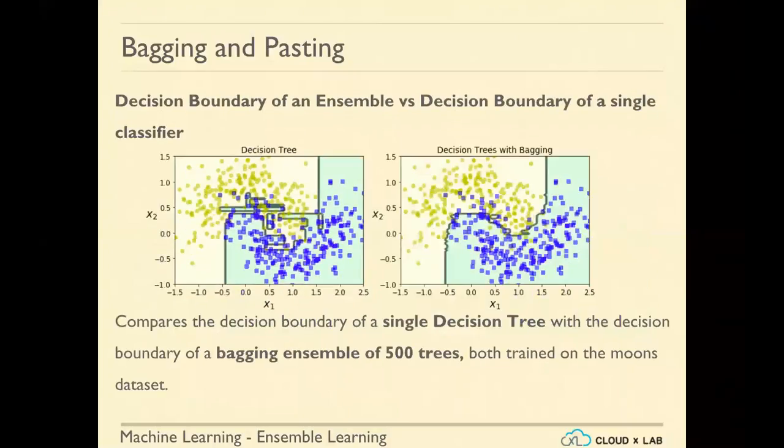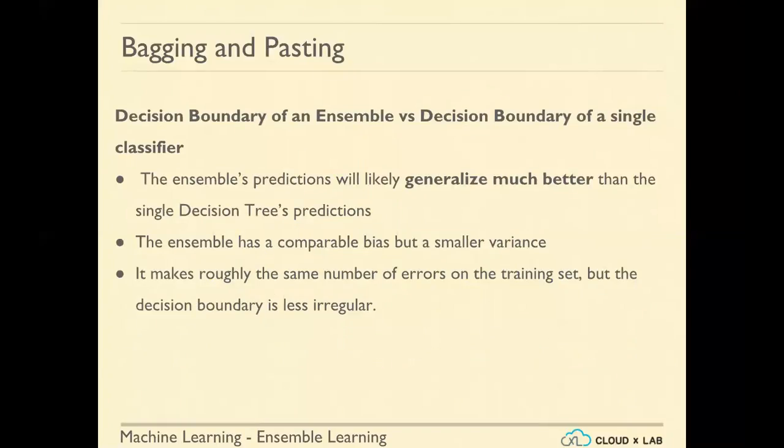Good. So you can see clearly that bagging has solved the problem of overfitting by averaging out the behavior of many such decision trees. So the ensemble's predictions will likely generalize far better than the decision tree's predictions. An ensemble has a comparable bias, but a small variance. Small variance means less overfitting. The underfitting part is a little better, but comparable to the individual, but the variance, the overfitting, is lesser in case of ensembling.